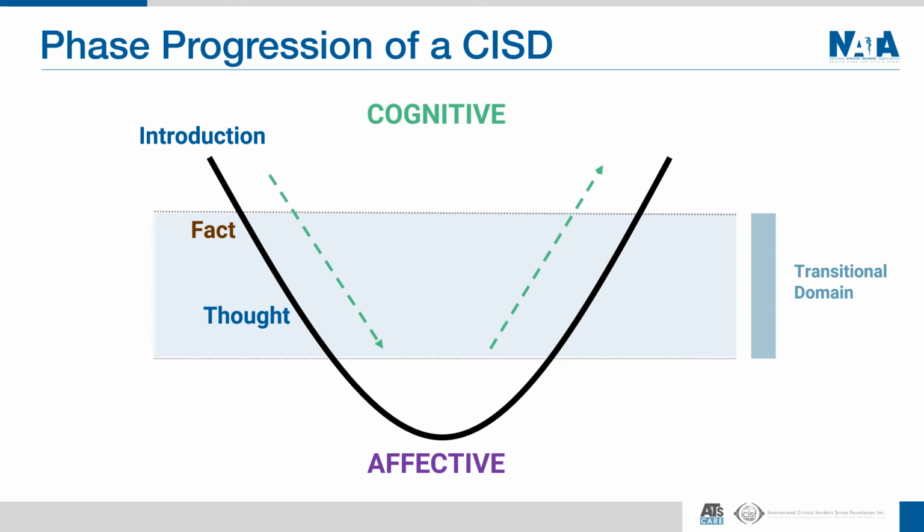We then go through the thought phase. What thoughts did you have immediately or shortly after the incident? And then we get into the deep part of the trough. And this is the area where we start to have individuals talk about their reactions, psychological reactions, physical reactions, emotional responses, anger, etc.